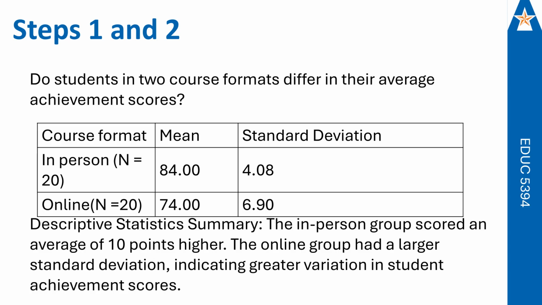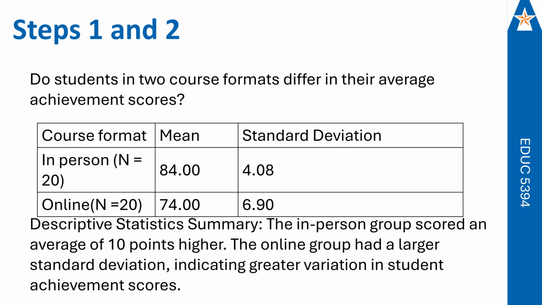The standard deviations provide information about variation within each group. The online group had a larger standard deviation, 6.90 compared with 4.08, suggesting that online student scores were more widely dispersed. In contrast, scores in the in-person group were more closely clustered around the group mean.